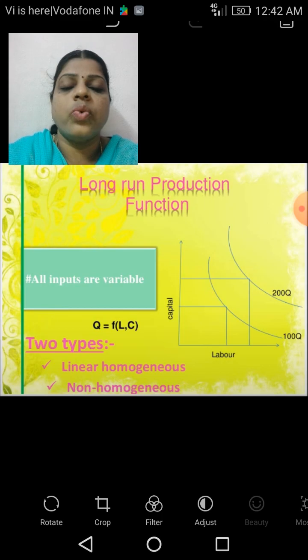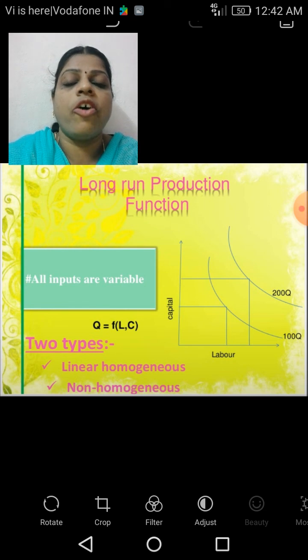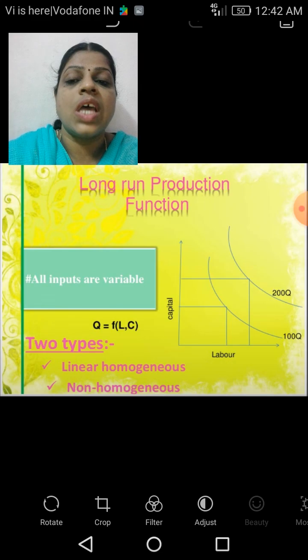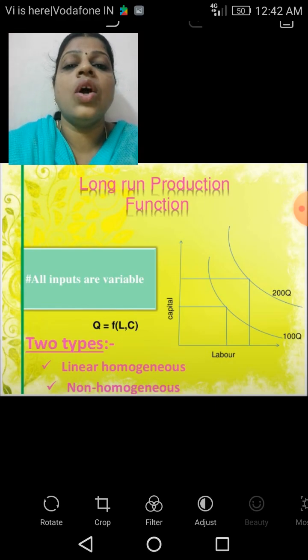So children, this is about the production function and the uses of the production function, and the two types of production function. That is short run production function, which is known as the law of variable proportions, and the long run production function, which is known as, what is that? Laws of returns to scale. And the long run production function is of two types, which are they? That is linear homogeneous and non-linear homogeneous.